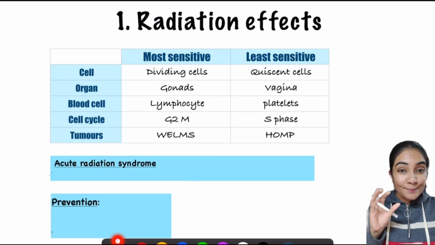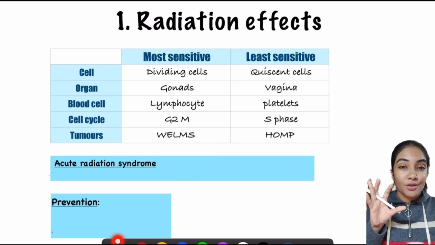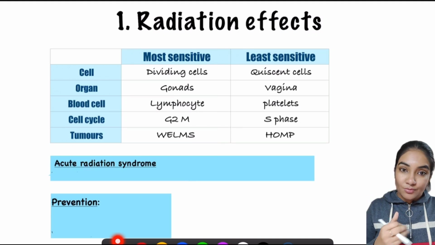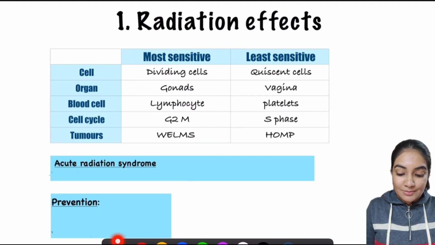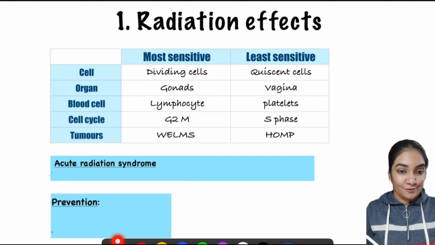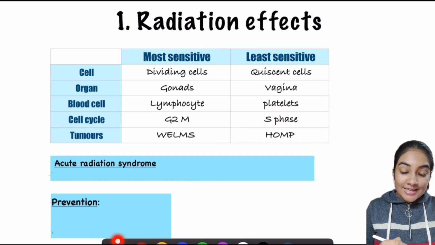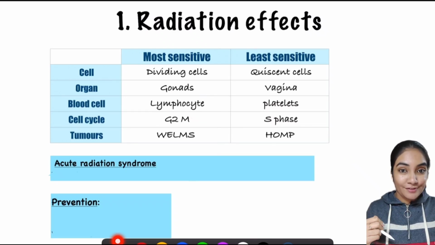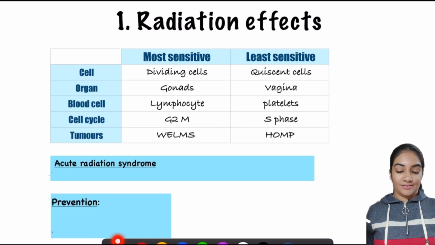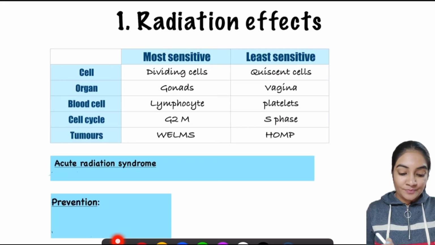Lymphocyte, it has a big nucleus, large nucleus, so it is the most sensitive blood cell, whereas platelets are the least sensitive blood cells. Cell cycle, G2M, this is the most metabolically active phase of the cell cycle, hence most sensitive, and S phase is the laid back phase, least sensitive.